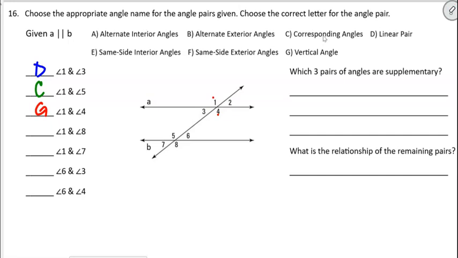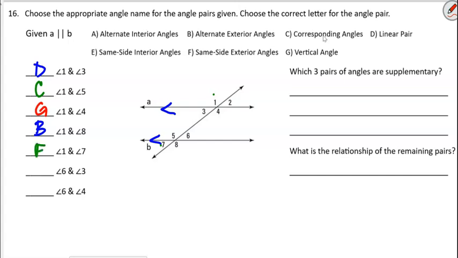Okay. Then we've got 1 and 8. 1 and 8. Those are on alternate sides of the transversal and outside our parallel lines, and these are parallel lines, right? So those are alternate exterior, which would be B. Then we got 1 and 7. 1 and 7. Those are same side exterior. Again, outside the parallel lines, right? So same side exterior, that's F.